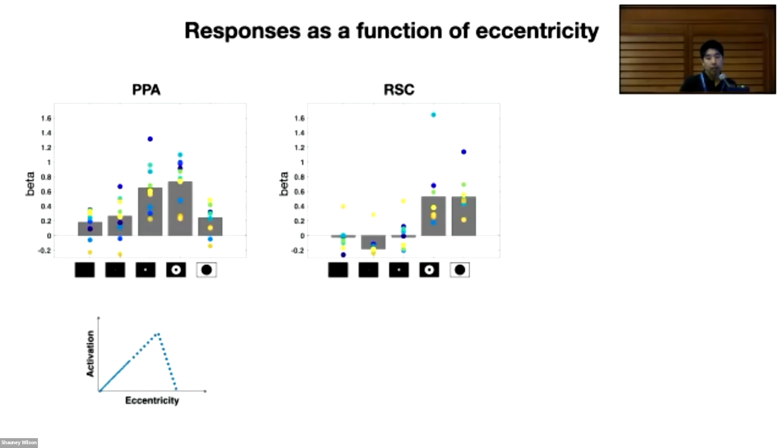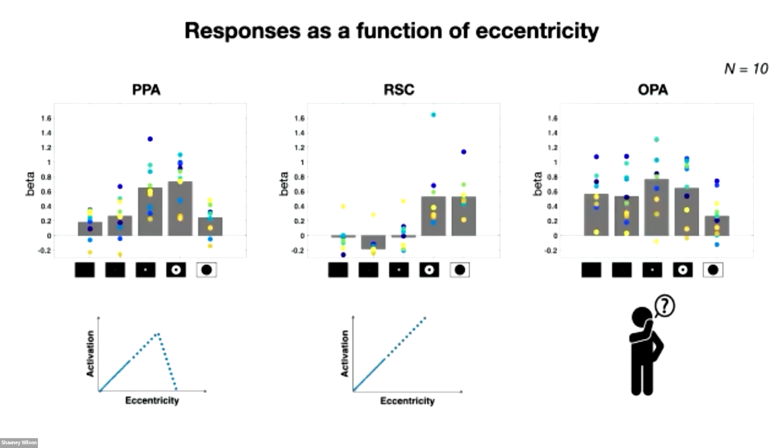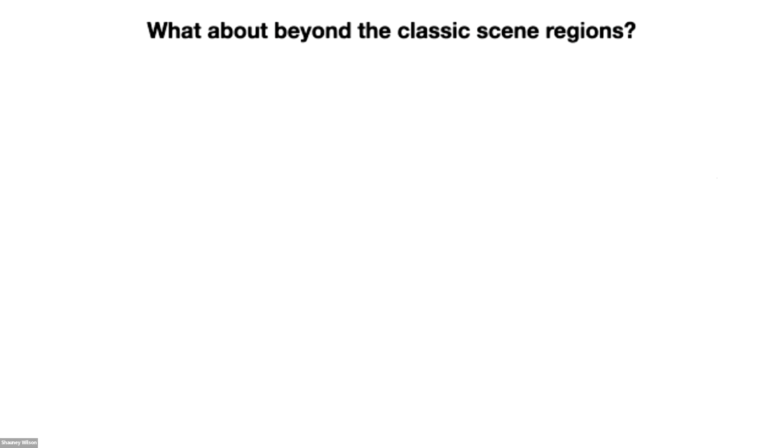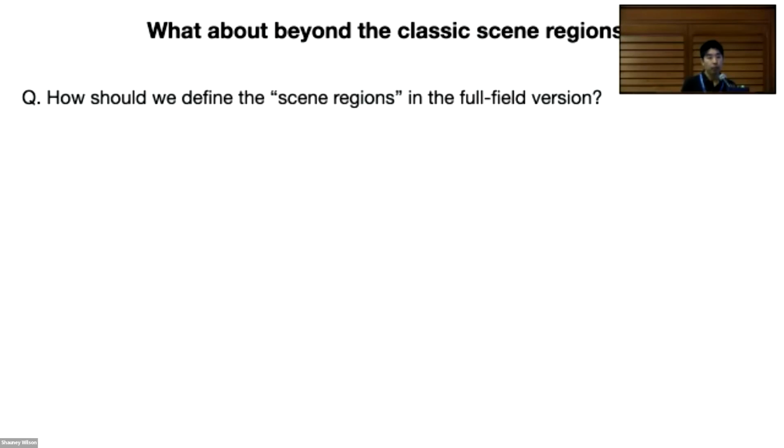But in contrast, the RC showed an increasing activation pattern as it gets farther. And as for the OPA, well, we didn't really find a clear pattern, which is kind of typical for this area. Okay, and then we wondered, what about beyond these classic scene regions? So for this, we thought about how we can define the scene regions in the full field version.